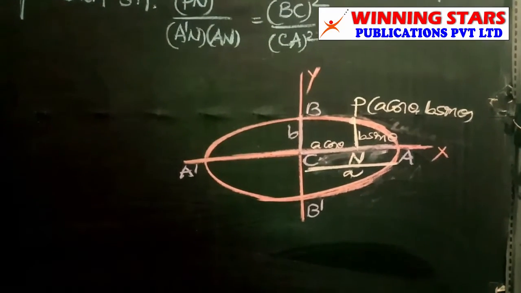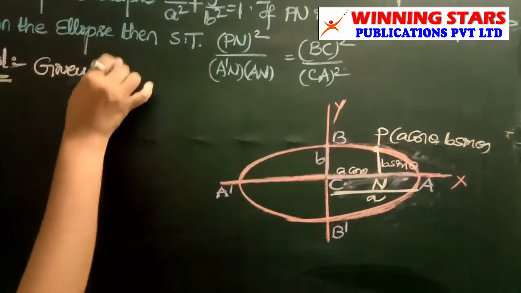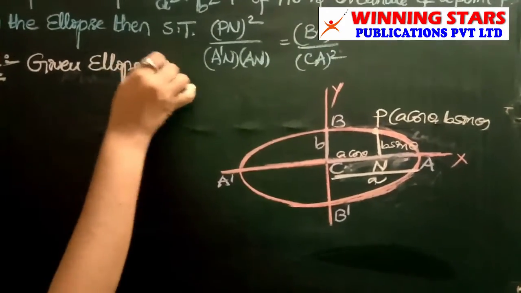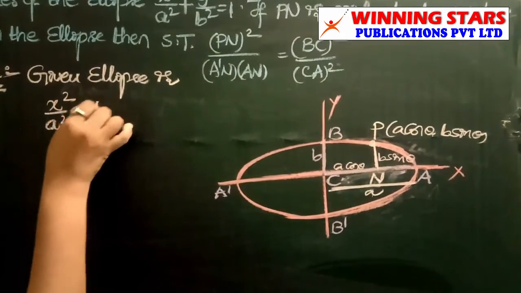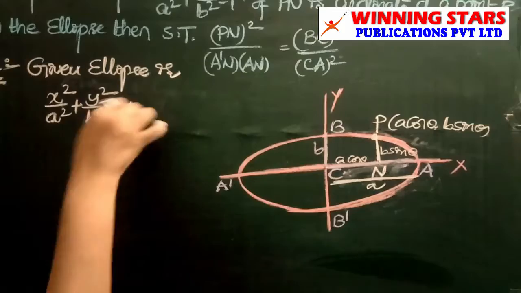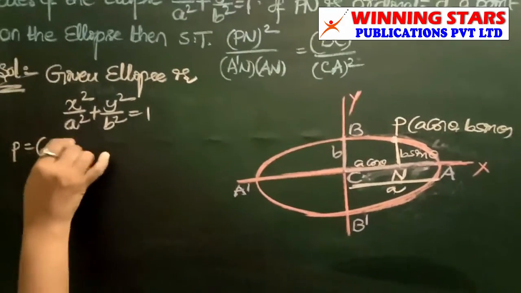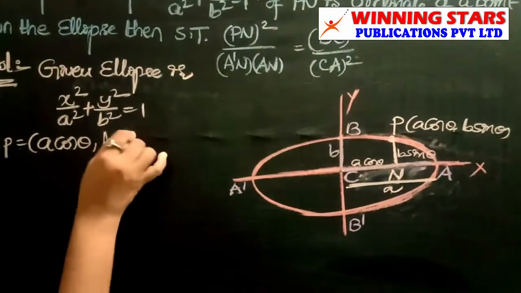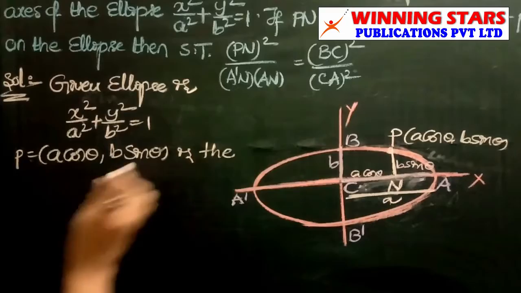So first we write the given data here. Given ellipse x square by a square plus y square by b square is equal to 1. And next we take one point P on the ellipse, that is P is equal to a cos theta comma b sin theta, is the point on the ellipse.